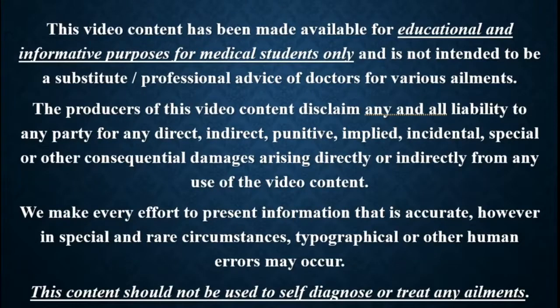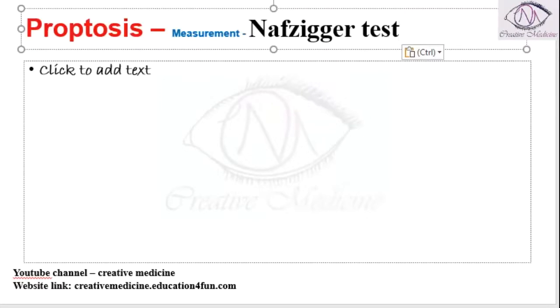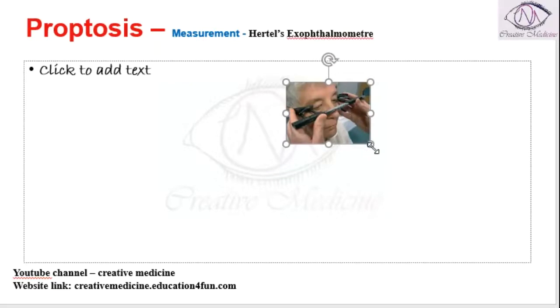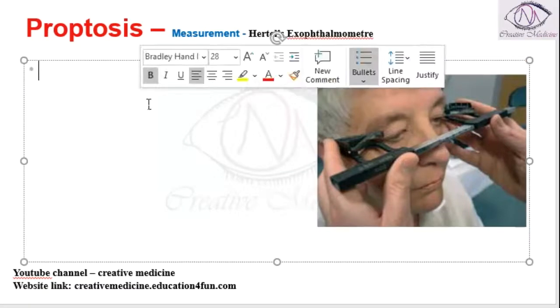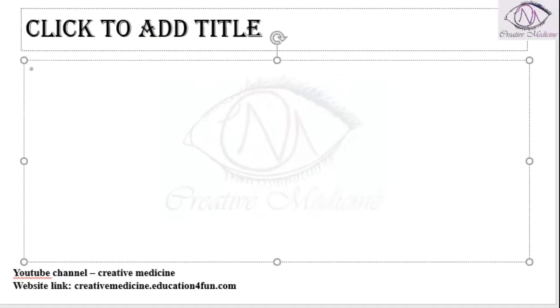In this lecture, we will learn about proptosis. Proptosis can also be measured by an exophthalmometer, which is called Hertel's exophthalmometer. So this is the picture of Hertel's exophthalmometer. This Hertel's exophthalmometer will measure the distance between the apex of the cornea and the lateral orbital margin, and if this distance between the apex of the cornea and orbital margin is more, then we can label the patient as proptosis. Then we also have another exophthalmometer, which is called Luedde's exophthalmometer.